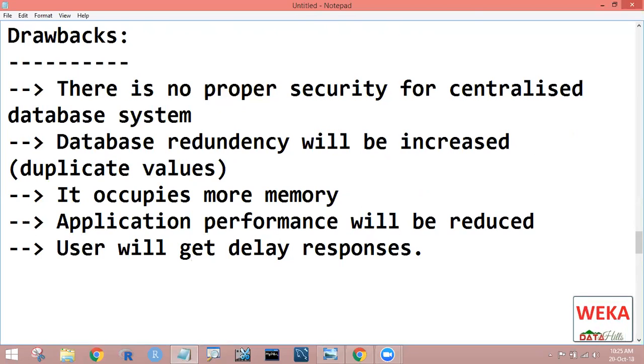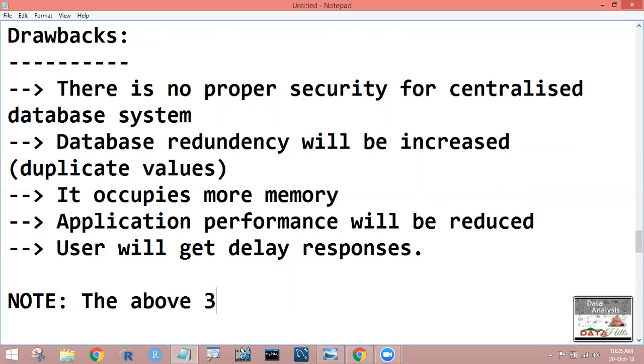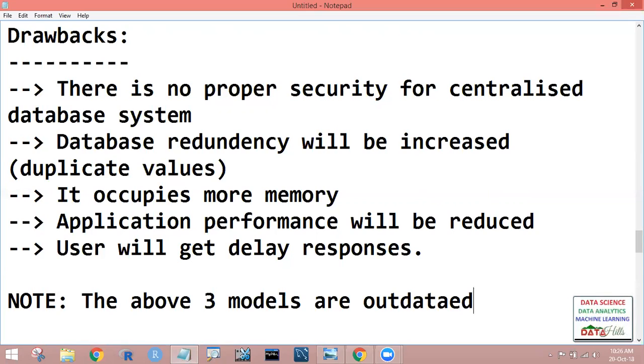All right. Now, whatever we have discussed until now, that is the file management system, hierarchical management system, and network database management system, all these three models are outdated. Now, no one is using these models. At present, we are using one model, which is the fourth model of the DBMS.